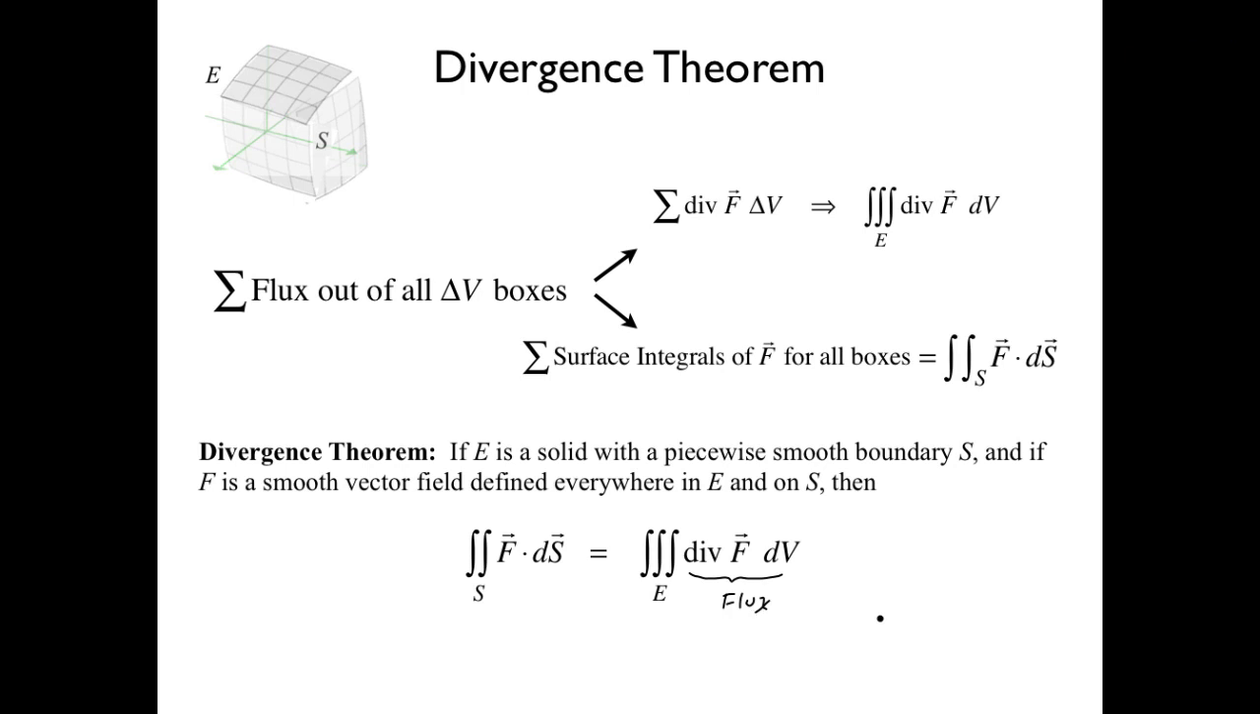You can accumulate the flux throughout the whole solid, from inside throughout the whole thing, by doing divergence of F times dV. Or you can take the surface integral of the outside of it, and those will be equivalent.